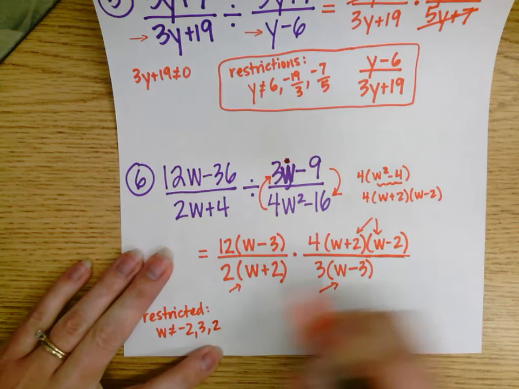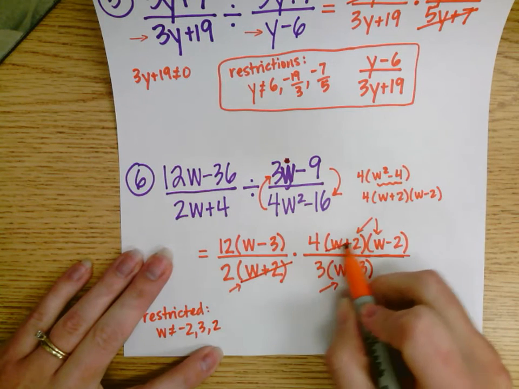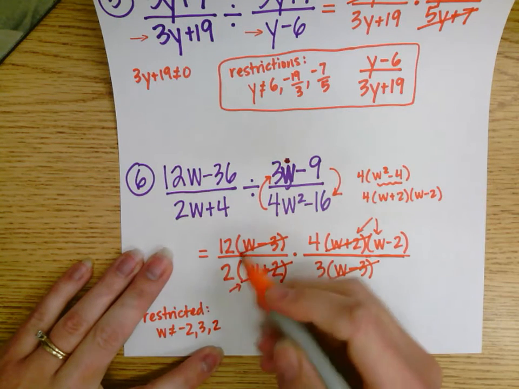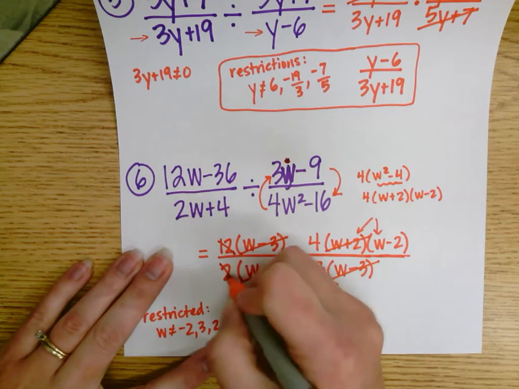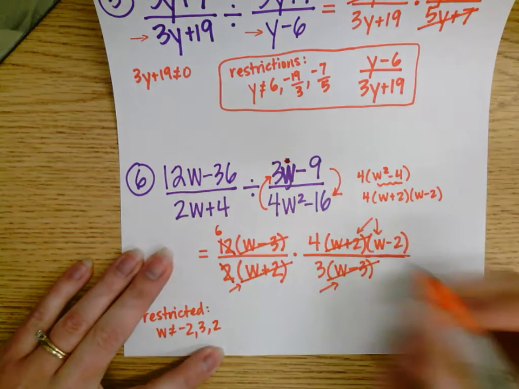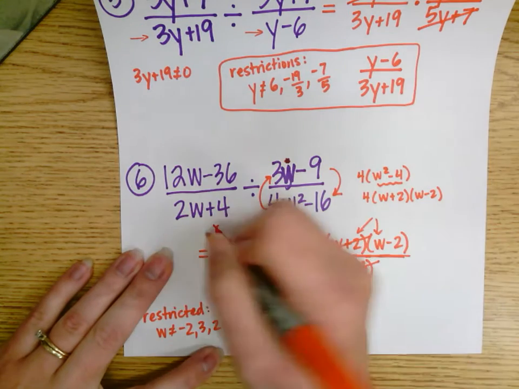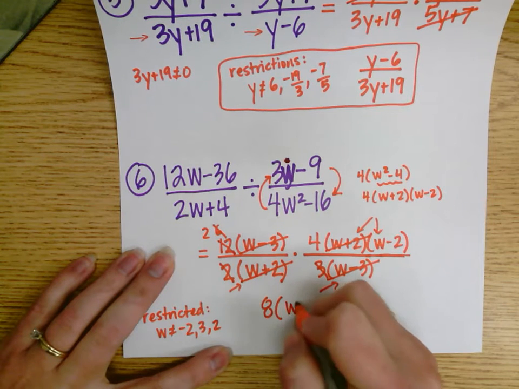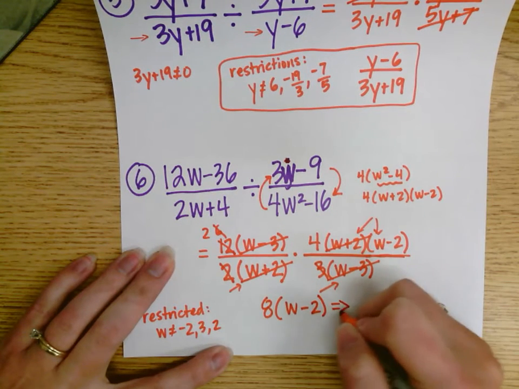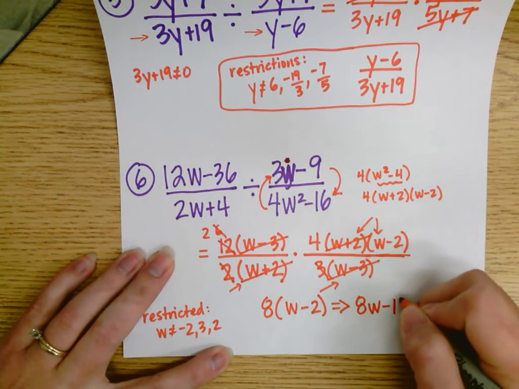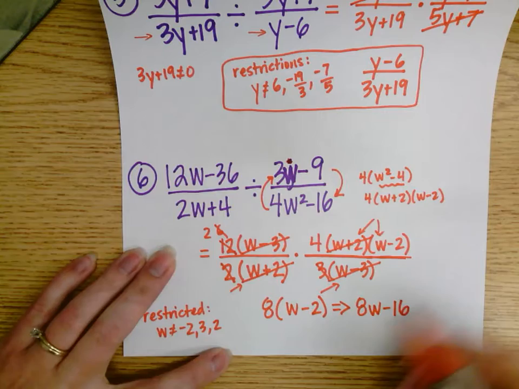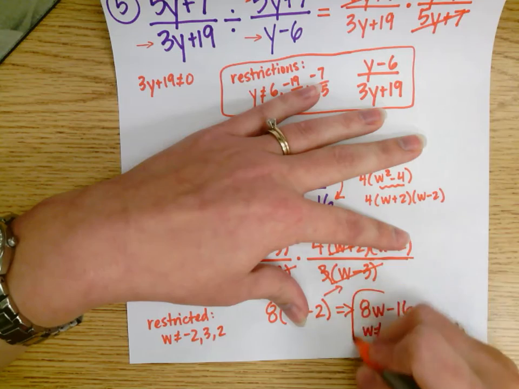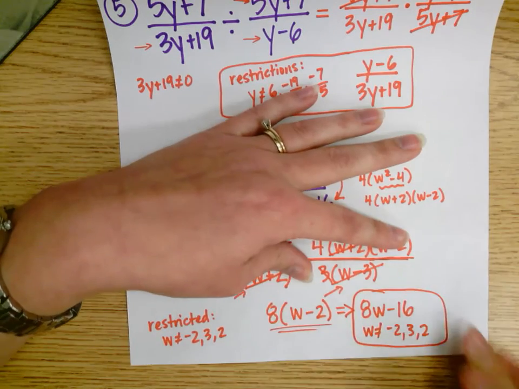Alright, now we can start canceling. I've got w plus 2's that cancel, I've got w minus 3's that cancel, and then 2 divided into 12 is 6. You can even cancel the 6 and the 3 and get 2. So it looks like I end up with 8 times w minus 2. Or if you wanted to rewrite it as 8w minus 16, because technically that's a little bit shorter, where w is not allowed to be -2, 3, and 2. There's my answer. If you wanted to leave it like that, that's fine too.